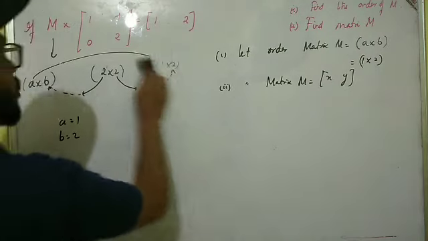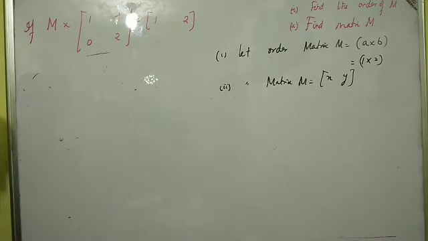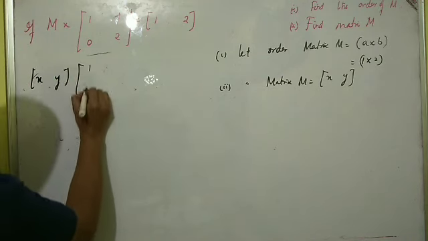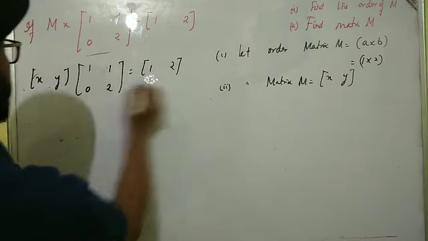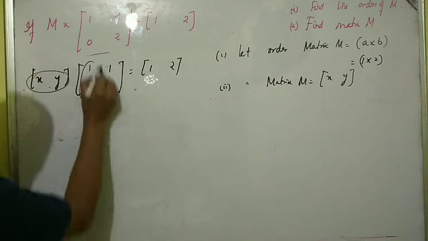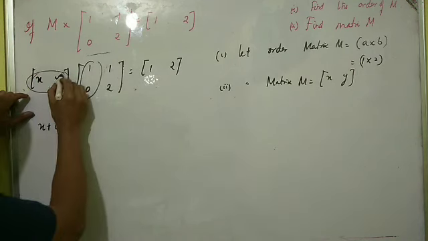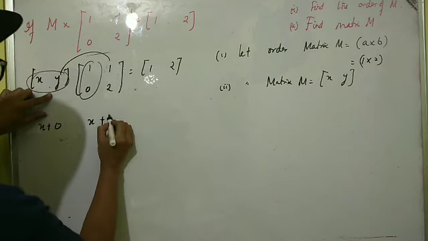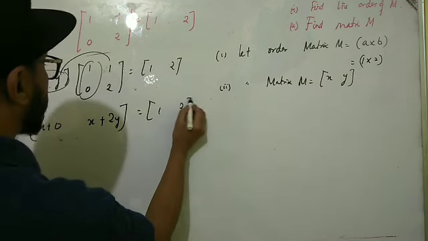Now how to solve it? Let's put that value here. So M is your X and Y. So this is your 1 0 1 2 is equal to 1 and 2. Now we do the same thing, multiply this into this. 1 into X is X plus 0 into Y is 0. Then this with this one. So X into 1 is X plus 2 into Y is 2Y. So we can easily find X and Y here, isn't it?